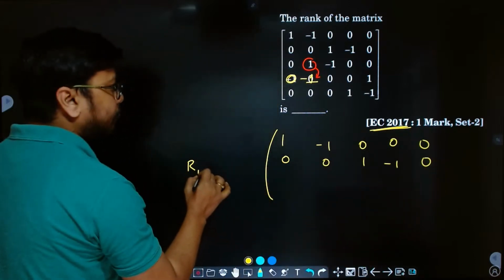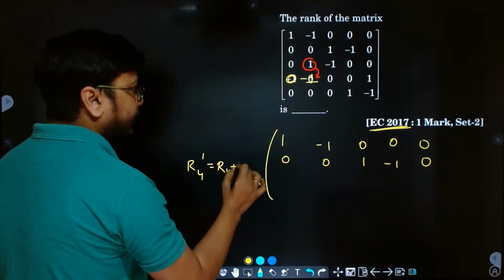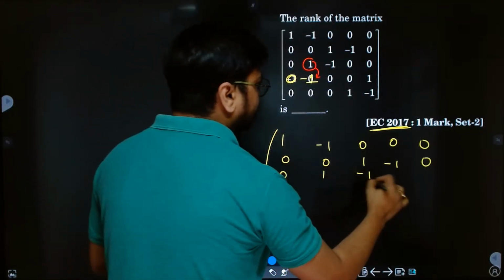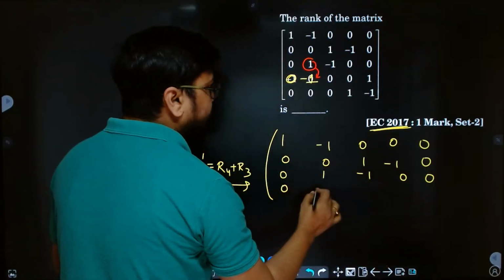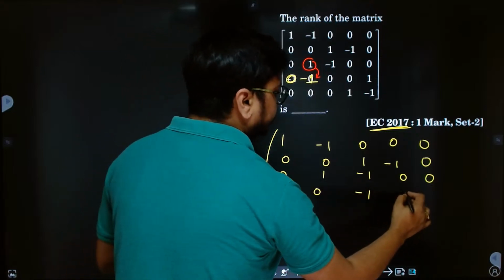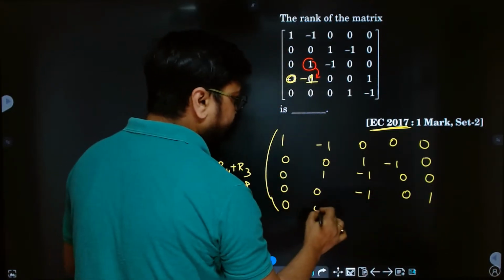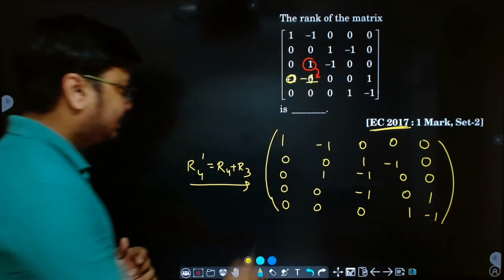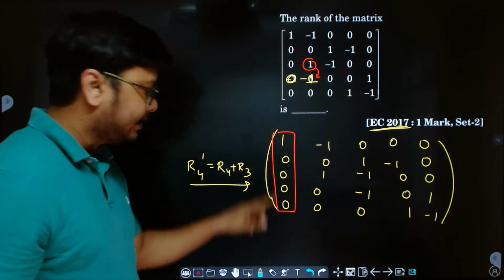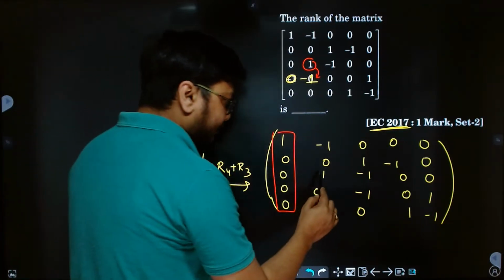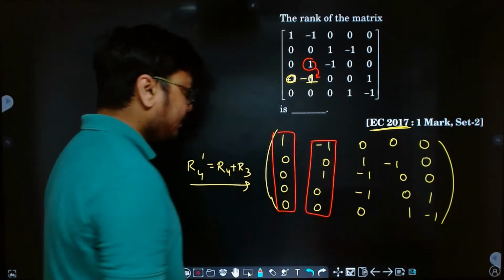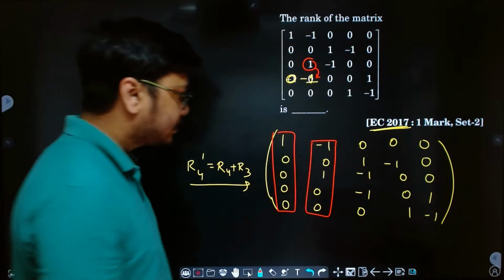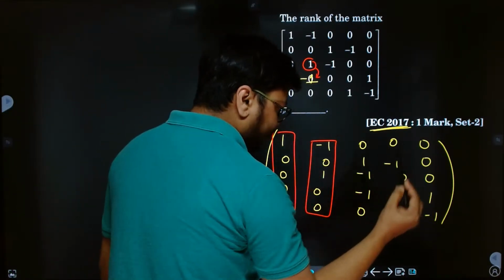So what I'm doing is R4 dash equals R4 plus R3. So 0 1 minus 1 0 0, 0 0 minus 1 0 1, and 0 0 0 1 minus 1. Okay, so this column has been sorted, only just a 1 in the top. This column is kind of sorted, okay, because below this one there is no non-zero element.